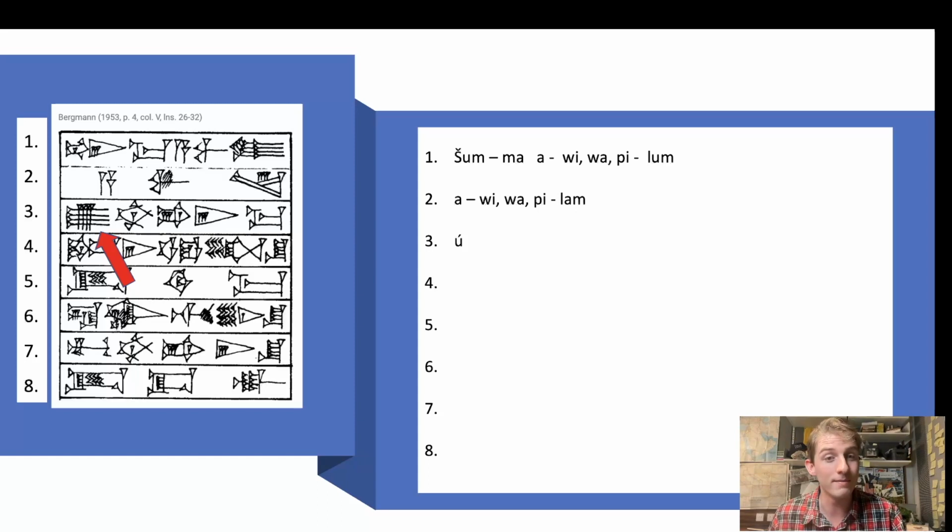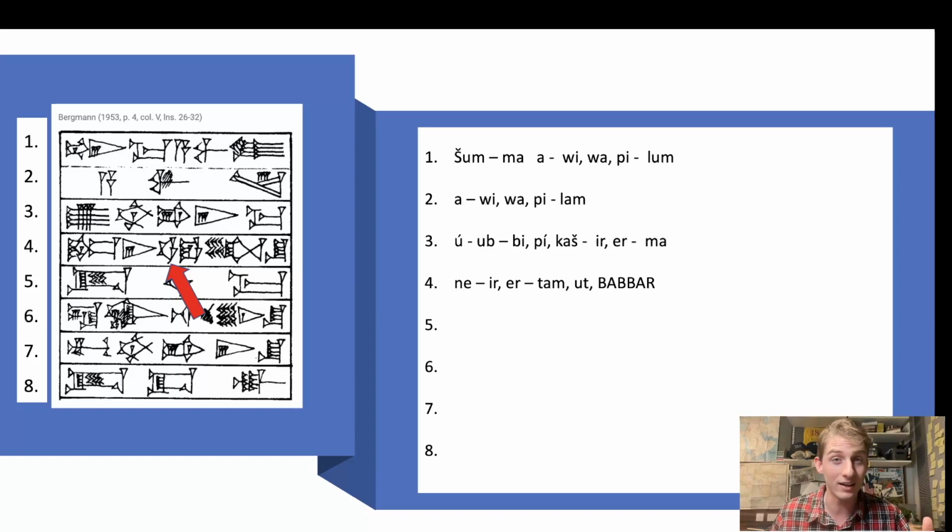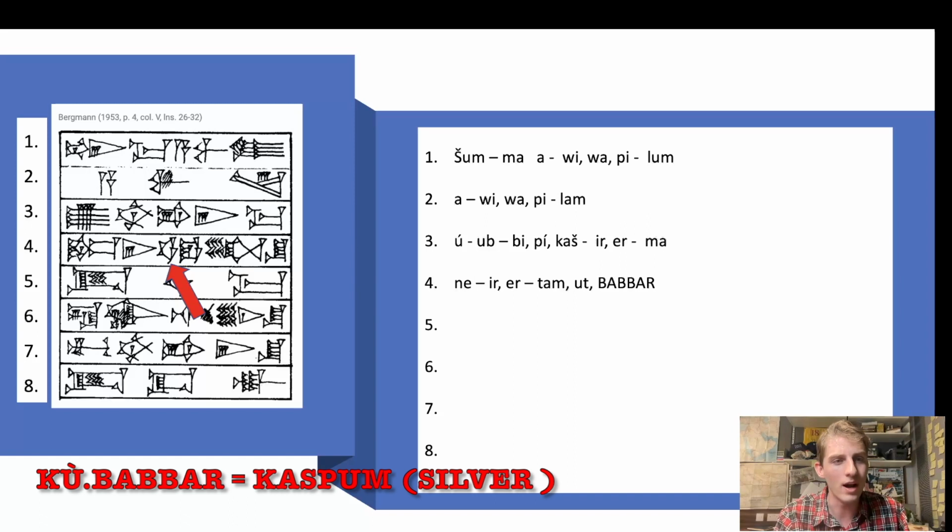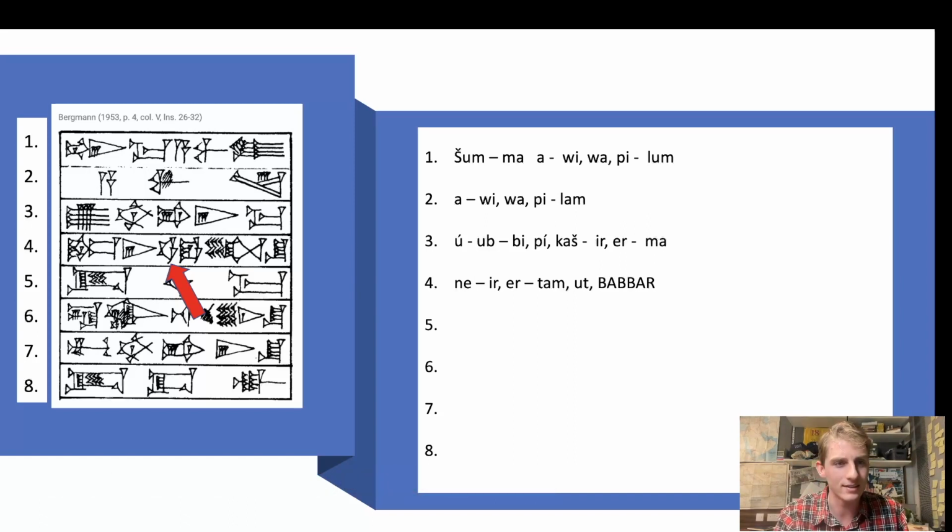Next, we have the ub sign and the b pi 2 kash sign, followed by the ir air sign and the ma sign. On line 4, we begin with the nes sign, followed by the ir air sign, the tam ut babar sign. And as you can see, the all caps here show us that babar is a sumerogram, and a sumerogram represents an entire Akkadian word. So in this case, babar means caspum, which is silver, but we're not going to actually be using that meaning in today's text. Next, we have the e sign, followed by lila and shu.